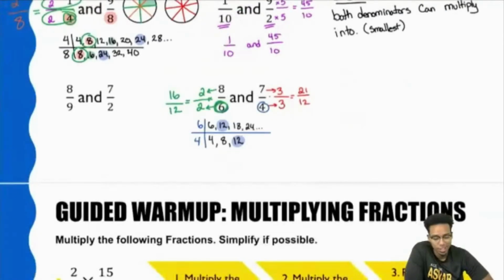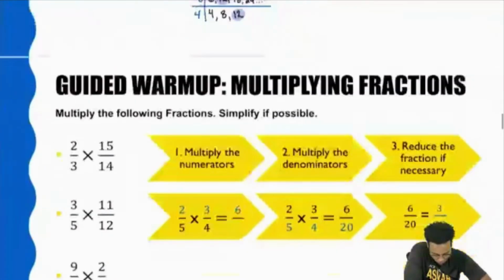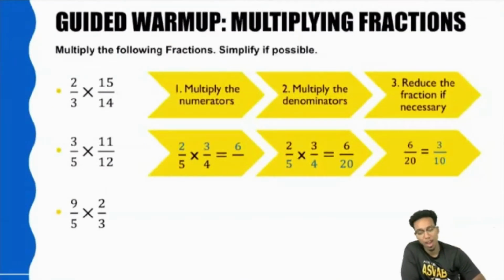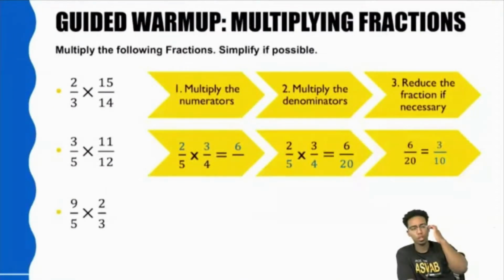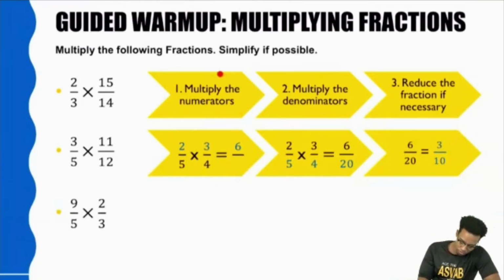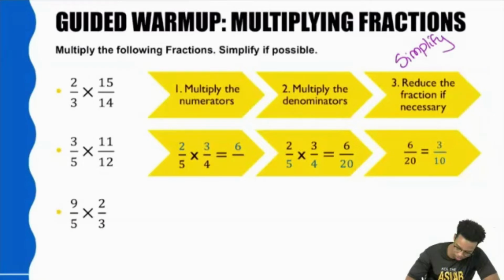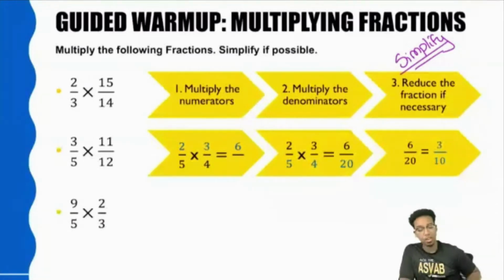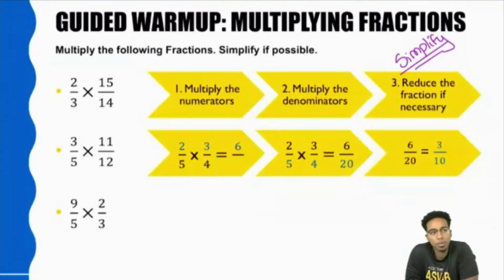Let's go ahead and warm up real quick from yesterday's class, multiplying fractions. Just to remind you of the rules, you multiply the numerators, multiply the denominators, and then reduce the fraction or simplify if necessary. So everybody, what was the main takeaway when it came to multiplying fractions in yesterday's class?